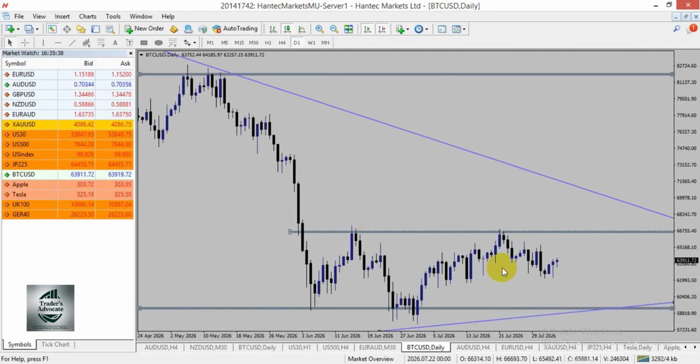Whatever is happening here, I have no interest. I'm not interested in clicking buy or sell within this high and this low. The market needs to buy before I will consider taking a buy position, break above here.